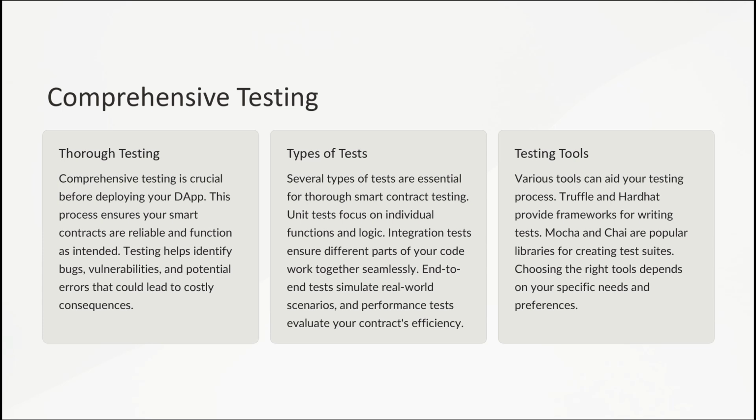Comprehensive testing. Testing is vital to ensure that smart contracts are reliable and behave as expected. Perform unit tests on individual functions, integration tests to ensure different parts of your code work together, and end-to-end tests to simulate real-world scenarios. Use tools like Hardhat for writing tests in JavaScript, where you can simulate scenarios using ethers.js. Mocha and Chai are excellent for creating test suites.